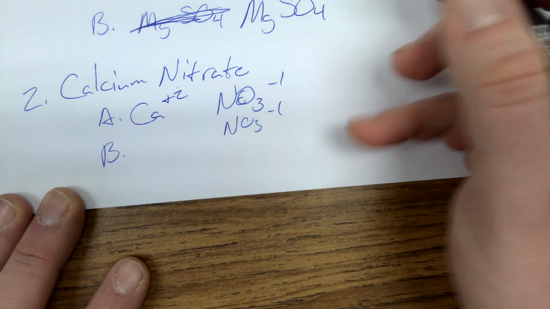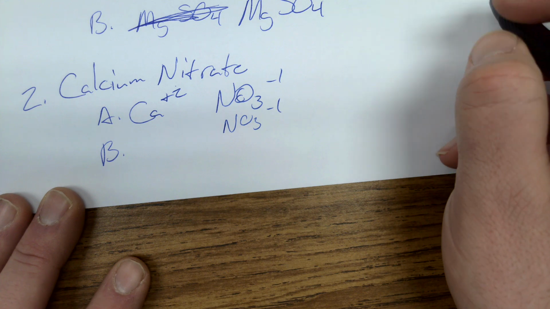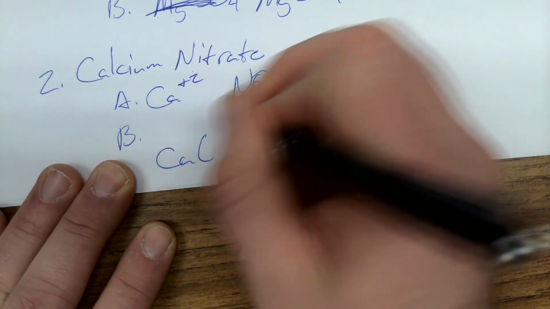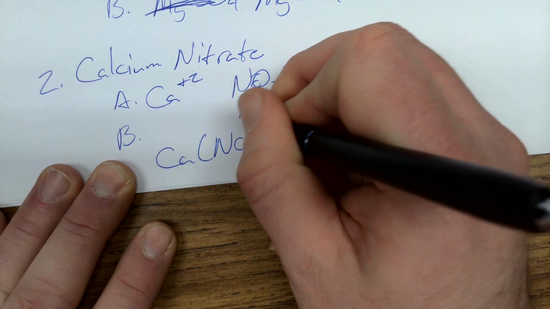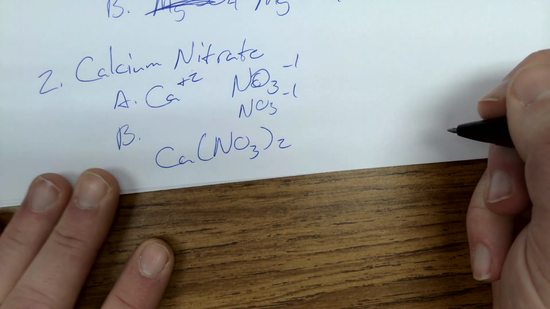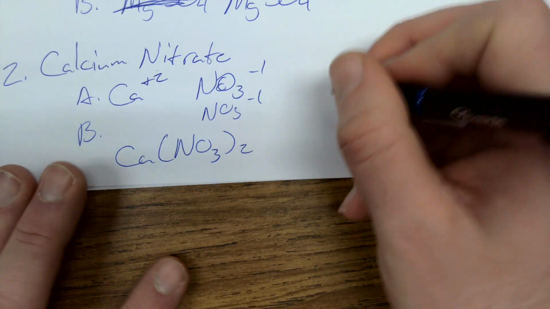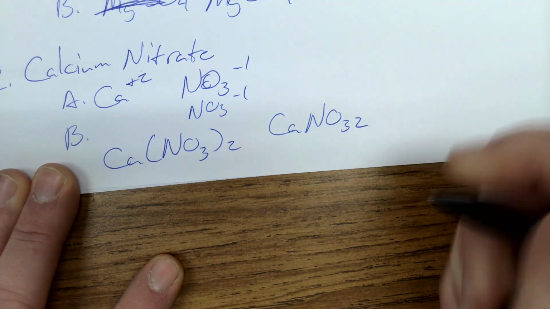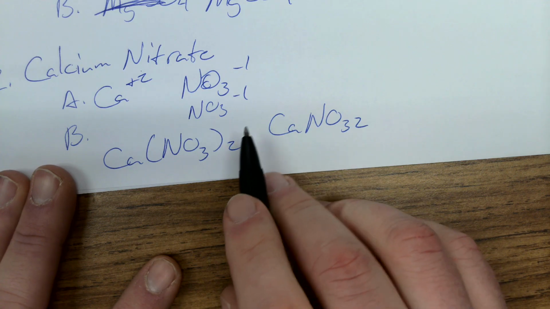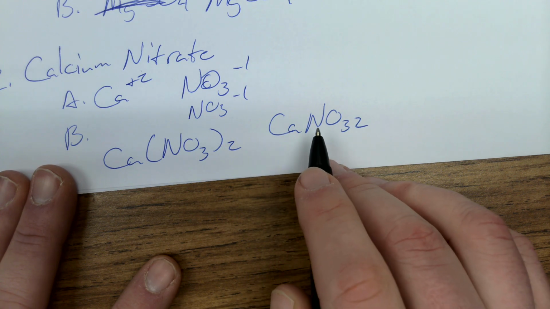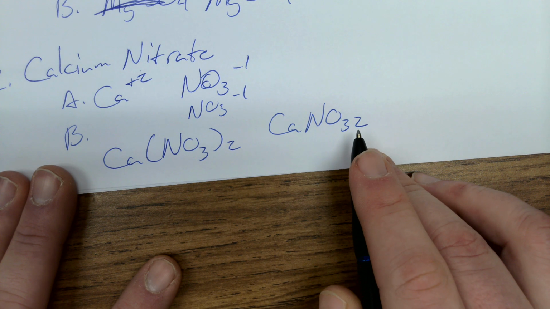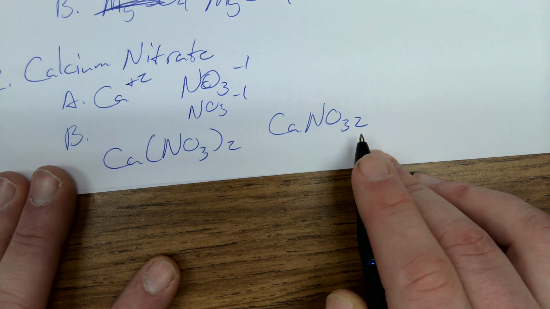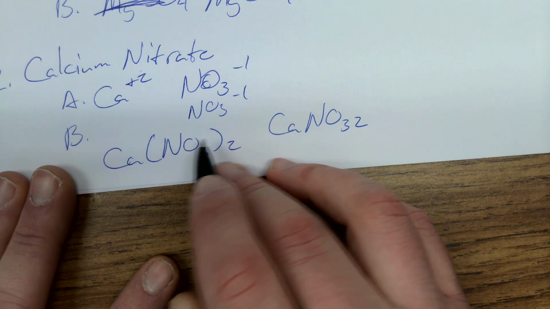2 minus 2. Now we've got our charges to cancel each other out. So that's Ca parentheses NO3 close parentheses 2. Because if you wrote CaNO3 2, I'm not sure what that is because you're giving me 1 calcium, 1 nitrogen, and 32 oxygens. That's a lot of oxygen in one location. So be careful with the parentheses.